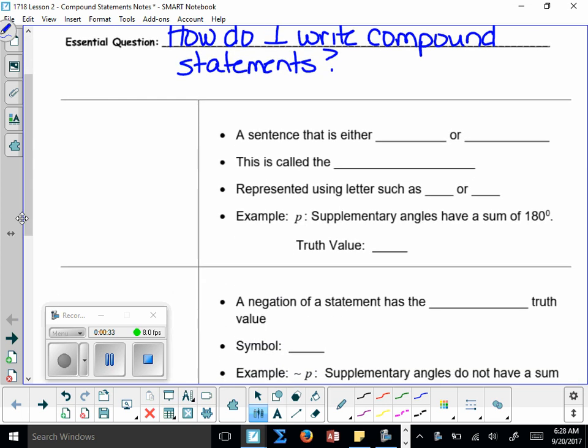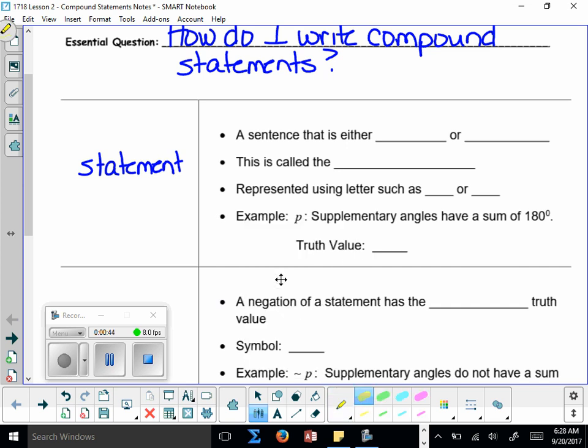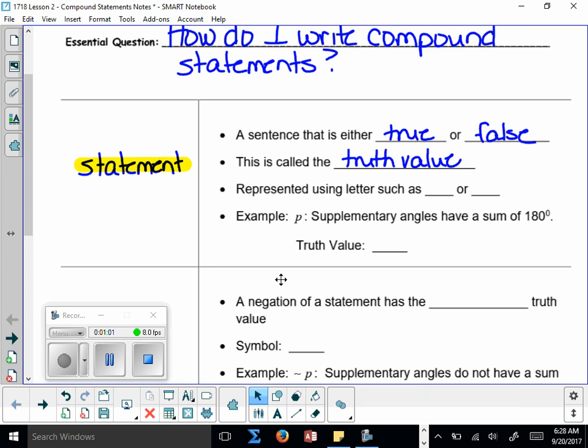Okay, a statement. In mathematics, a statement is a sentence that is either true or false. Whether or not the statement is true or false, we call the truth value. And we're going to make a note card for truth value.